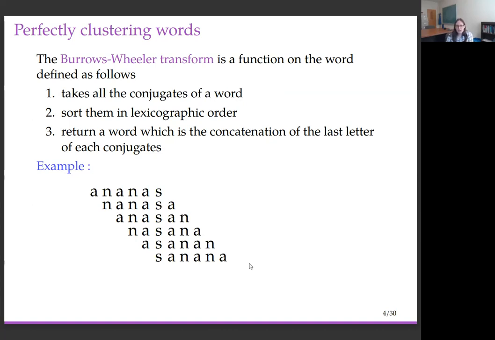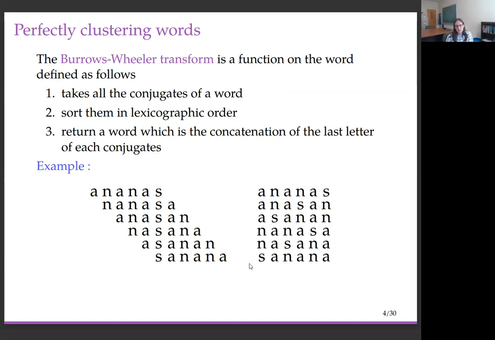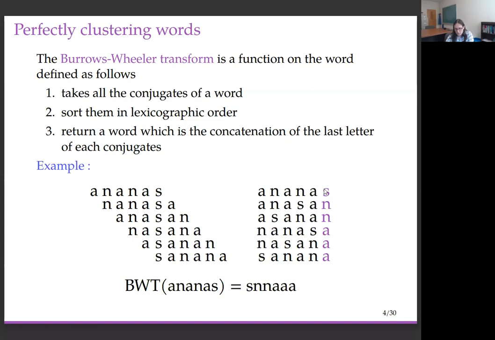After that, I need to sort them in lexicographic order. The lexicographic order is simply the order of the dictionary. So I use the natural order on the letters: A is smaller than N, which is smaller than S. And we sort them as in the dictionary, taking the smallest factor first and going on like that. So you get a tableau like this. The Burrows-Wheeler transform will be the word which is the last column of the tableau, from top to bottom. So in the case of ananas, the Burrows-Wheeler transform will be S N N A A A.